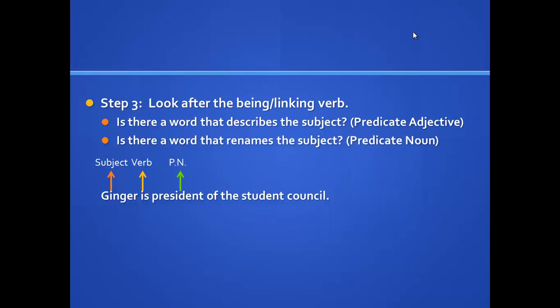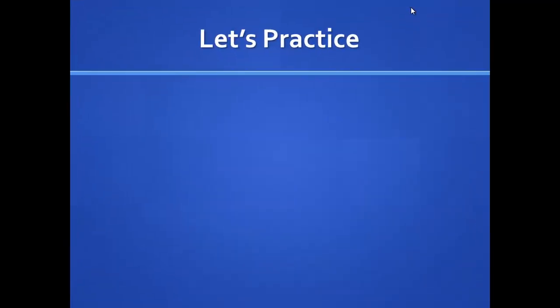Yes, President does. It renames the subject Ginger. Ginger equals the president. They're the same thing. And since president is a noun, that is going to be a predicate noun. You can kind of think of your linking verb as a big equals sign. Your subject should be on one side of the equals. Your predicate noun or predicate adjective should be on the other side of the equals. If that does not make sense, if one does not equal the other, then you don't have a predicate adjective or a predicate noun. So let's take a look at some practice questions.